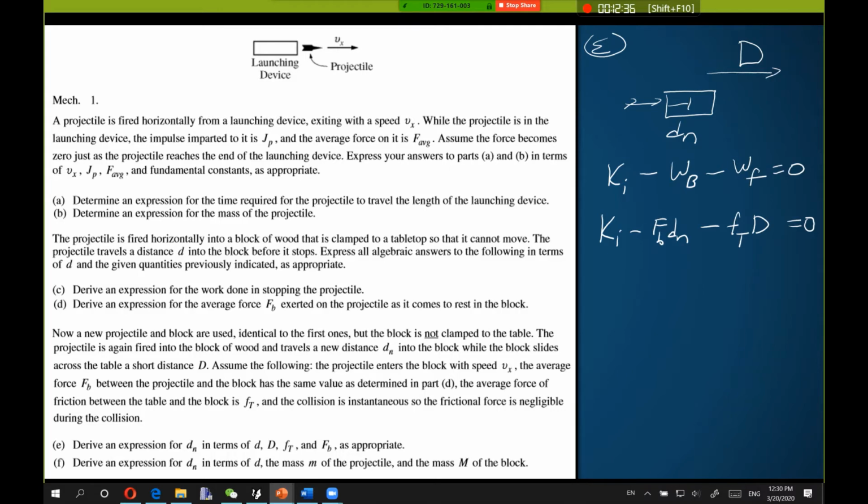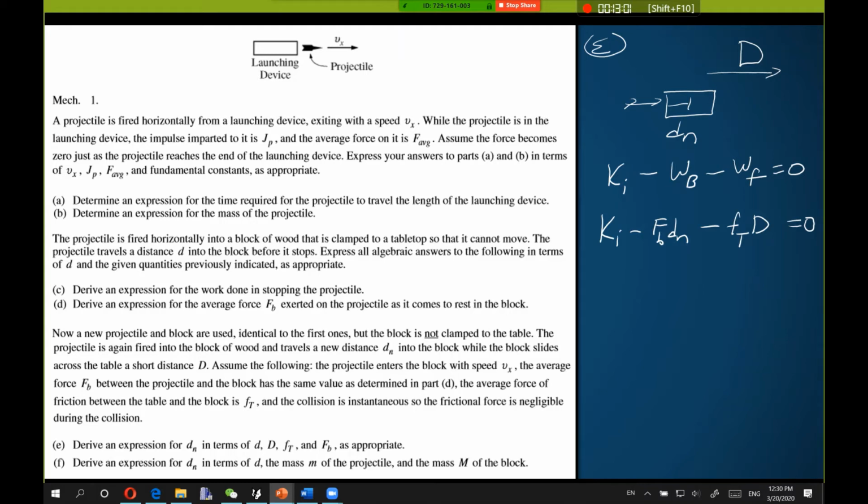Block, friction. So my work of the block on the projectile is the force of the block for the distance that the projectile travels inside the block. And my work of friction from the block on the table is the force of friction on the block on the table times the distance that we traveled on the table.